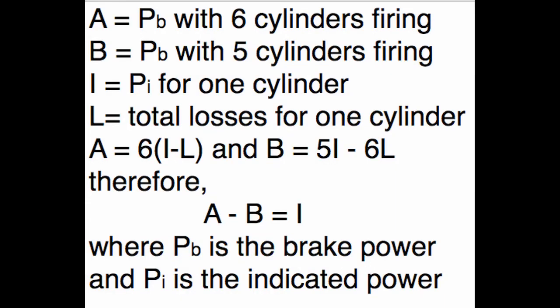Consider A is the brake power with 6 cylinders firing and B is the brake power with 5 cylinders firing. I is the indicated power for one cylinder and L is the loss borne by one cylinder. Then A is equal to 6I minus 6L and B is equal to 5I minus 6L. Hence, the difference A minus B is equal to I, which is the indicated power for the cutout cylinder, which would be common in the case of any cylinder.